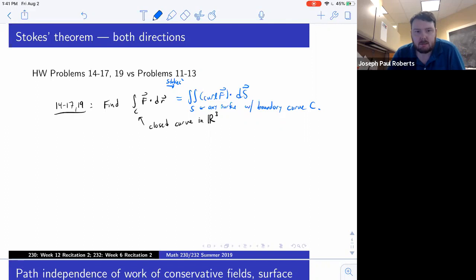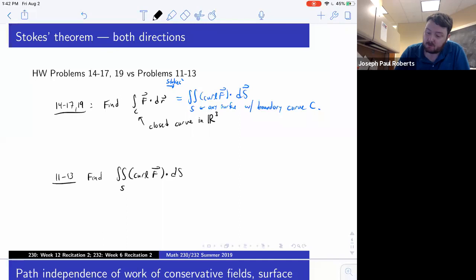So that's the general approach for 14 through 17 and 19. Whereas 11 through 13, the question is find the flux of a vector field, not just any vector field, but the flux of curl F. So next week, when we finally learn the last section and we're putting all this stuff together, even more so than we are now, there's special properties you're going to want to look out for. So this is the special property in this situation, whereas this is the special property here.